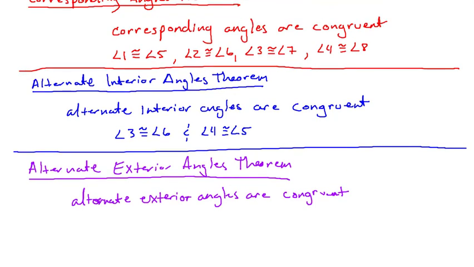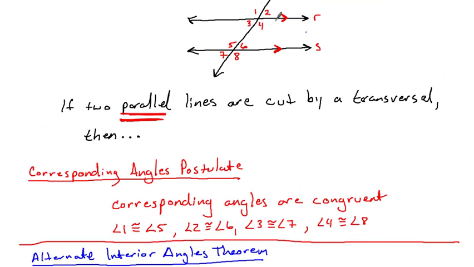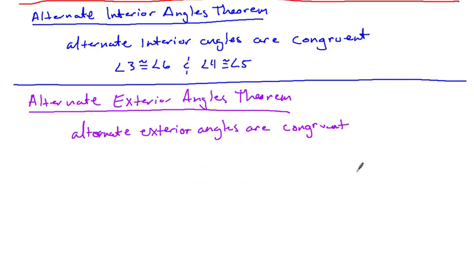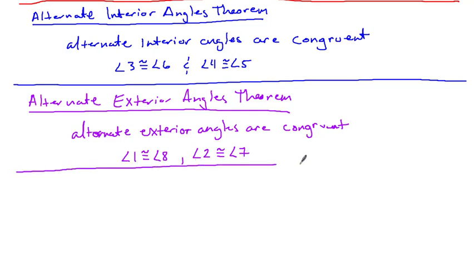All right, so looking back up at our picture, our alternate exterior angles, alternate and exterior. So 1 and 8, 2 and 7. So alternate exterior angles. Angle 1 is congruent to angle 8, and angle 2 is congruent to angle 7. So if two parallel lines are cut by a transversal, alternate exterior angles are congruent.